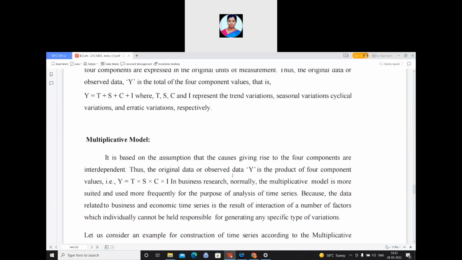In research, normally the multiplicative model is more frequently suited for the purpose of analysis of time series, because the data related to business and economic time series is the result of the interaction of a number of factors which individually cannot be held responsible for generating any specific type of variations.